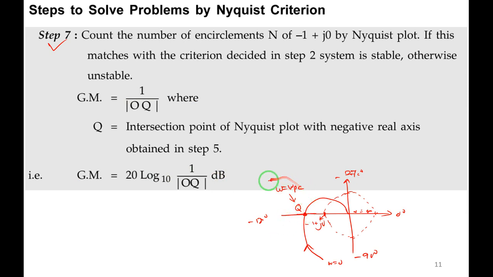It is minus sigma plus j0. So we want to find out what the coordinates are. The imaginary part anyhow is 0. We have to find out the coordinates where it is intersecting, right? And this is the origin, from O to Q.